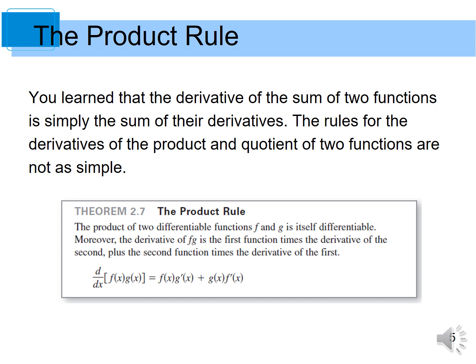You learned that the derivative of the sum of two functions is simply the sum of the derivatives. The rules for the derivative of the product and quotient of two functions are not as simple.